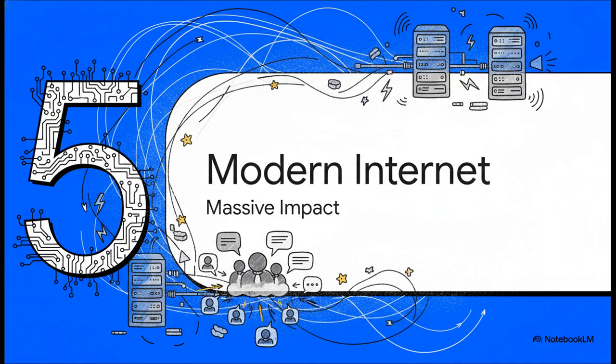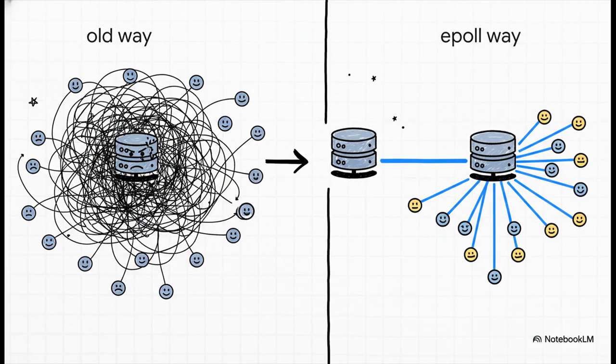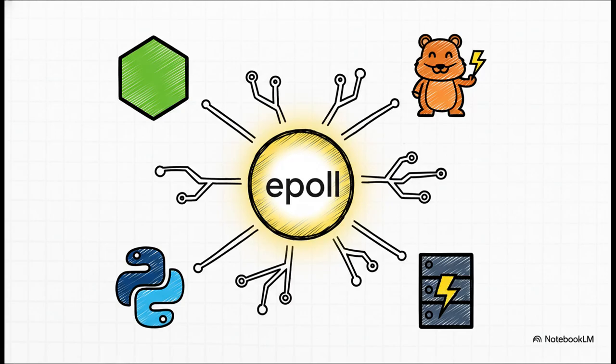Okay, so now let's connect the dots and see how this one kernel feature became the foundation for so much of the high-speed software we all depend on. You could say that epoll is really the invisible engine that makes the whole asynchronous web possible on Linux. It allows a single thread to manage thousands of connections efficiently. This avoids the old, heavy way of doing things, which was to create a whole new thread for every single user. Can you imagine the overhead? It was a nightmare.